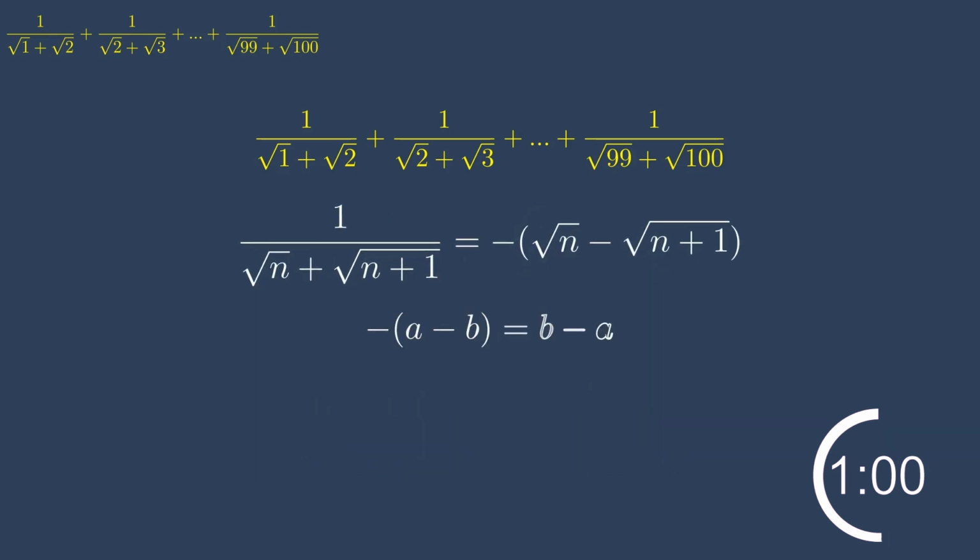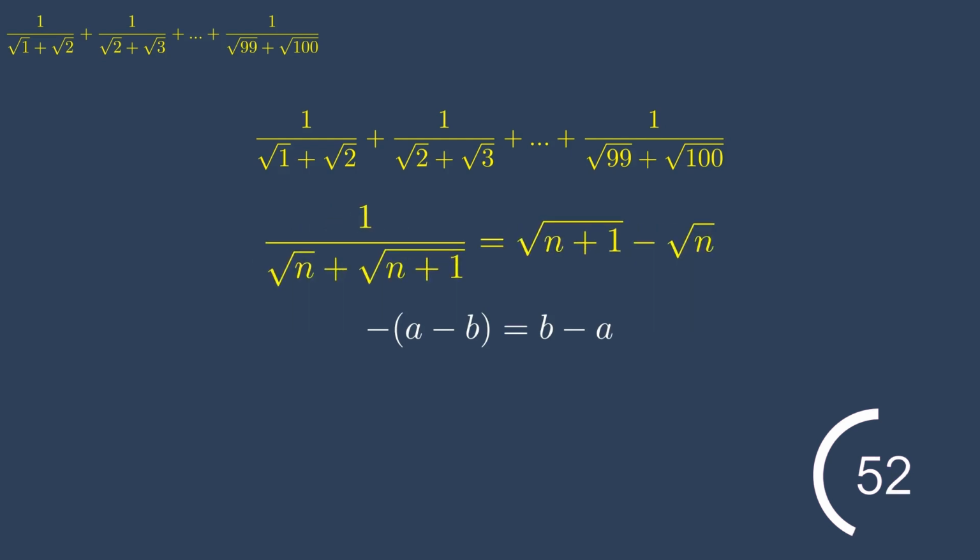Here's a cool math trick you might not know. Negative (a minus b) is equal to b minus a. Using this, our expression can be rewritten as root n plus 1 minus root n.